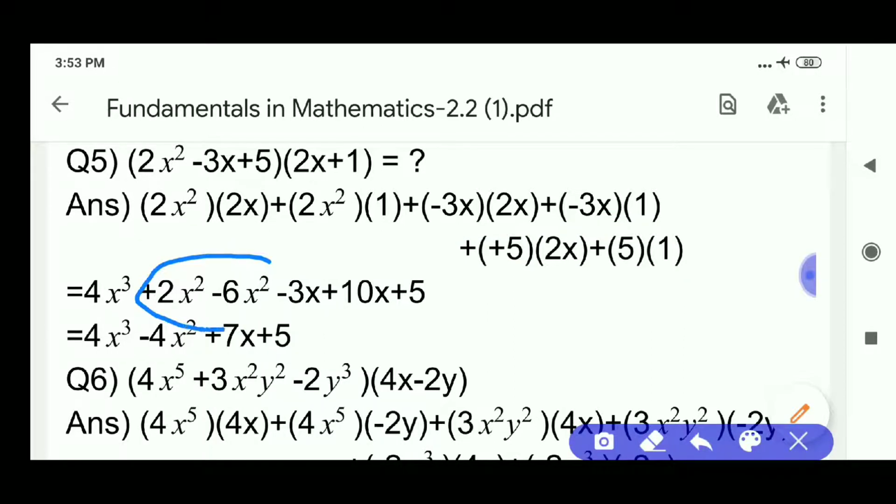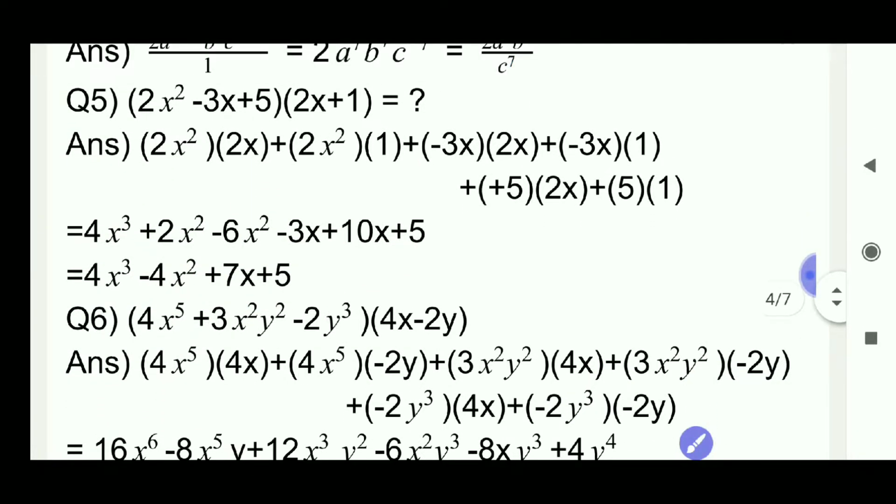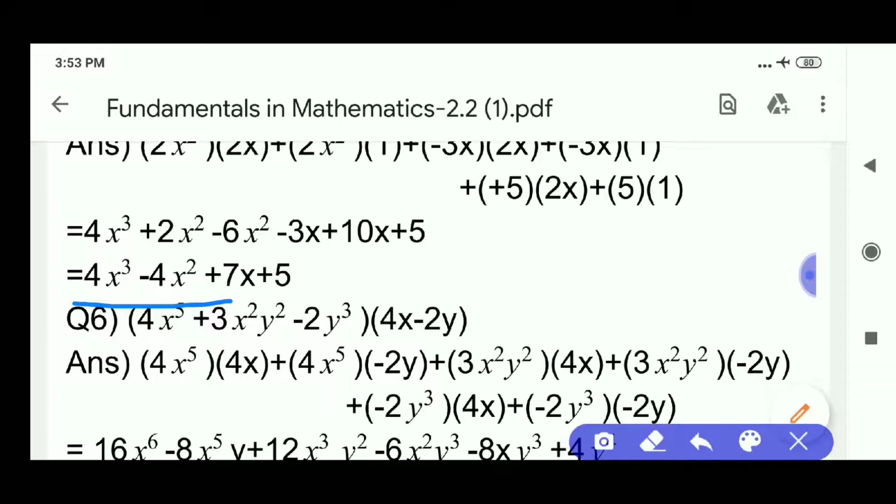Here we have like terms. Also here we have like terms. Simplify the like terms. The first one is 2x square minus 6x square is minus 4x square. Minus 3x plus 10x is plus 7x plus 5. So its answer is 4x cube minus 4x square plus 7x plus 5.